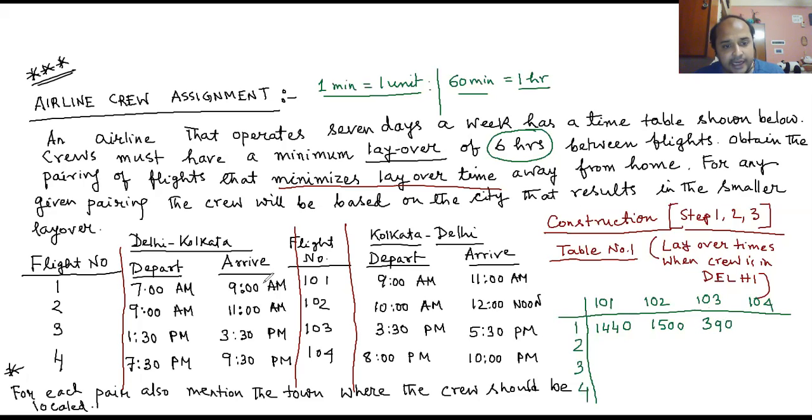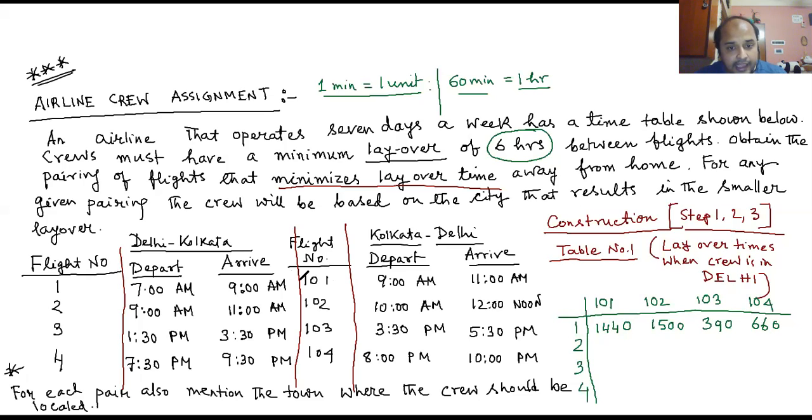Then we have 9 a.m. and 8 p.m. So this is 10, 11, 12, 13, 14, 15, 16, 17, 18, 19, 20, 11. Multiply 11 by 60. So it is 660. It is easy. I can do it myself. 660.